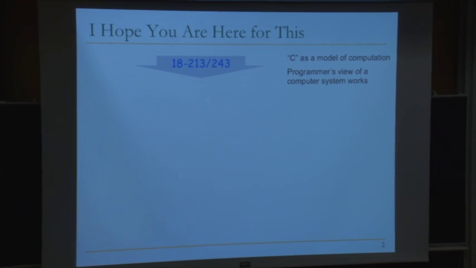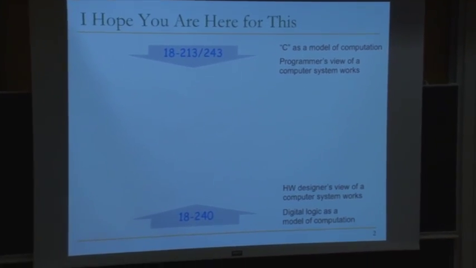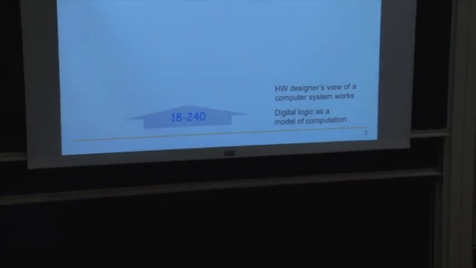And hopefully you've taken something else, which is 240, which is the digital logic course or logic design course. And this was more of the bottom-up view of a computer, right? You saw digital logic as a model of computation, right? That was what computation was about. You put these logic gates together, and they computed something for you. It was not at the C level. And this was hardware designers' view of how a computer system actually works, right?